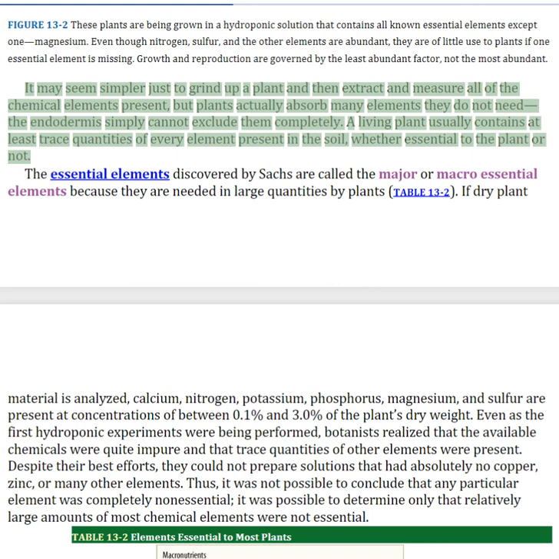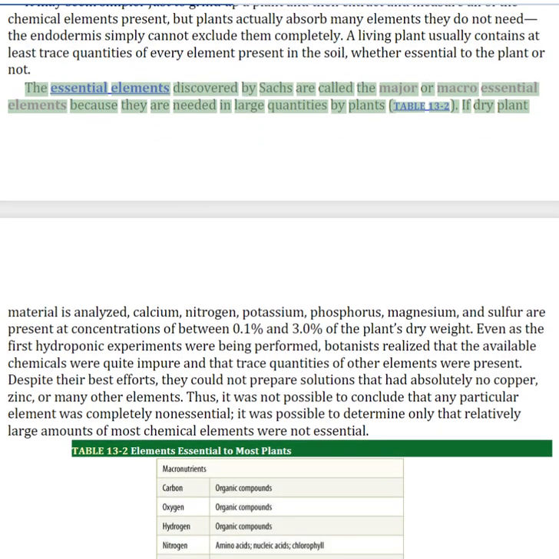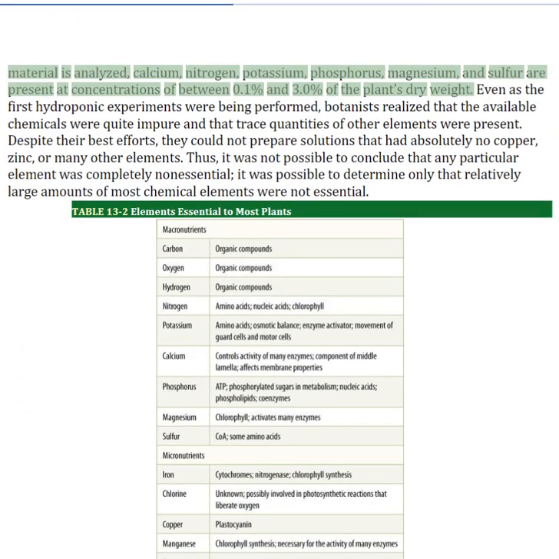A living plant usually contains at least trace quantities of every element present in the soil, whether essential to the plant or not. The essential elements discovered by Sachs are called the major or macro-essential elements because they are needed in large quantities by plants. If dry plant material is analyzed, calcium, nitrogen, potassium, phosphorus, magnesium, and sulfur are present at concentrations of between 0.1% and 3% of the plant's dry weight.